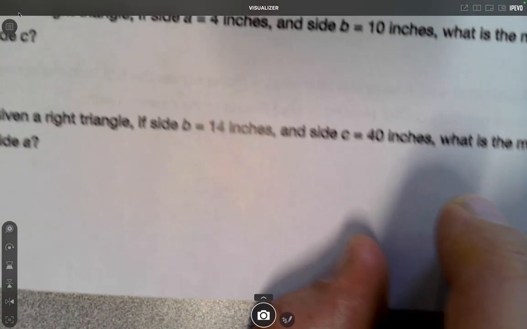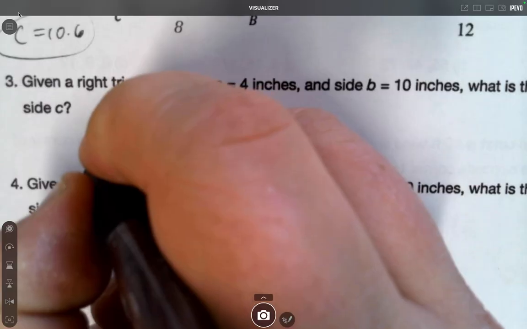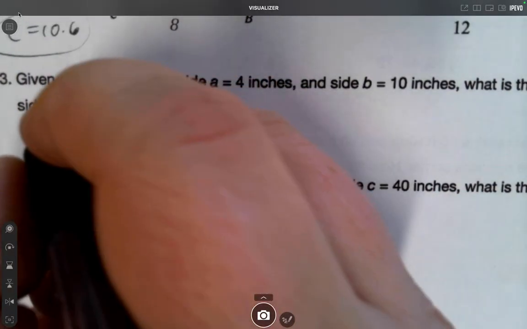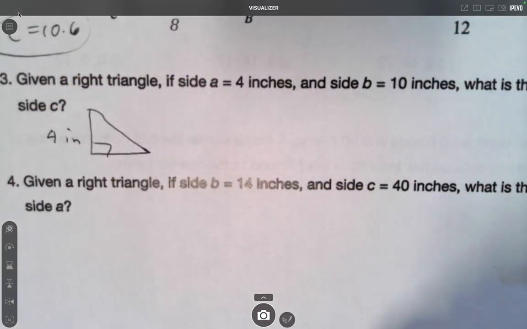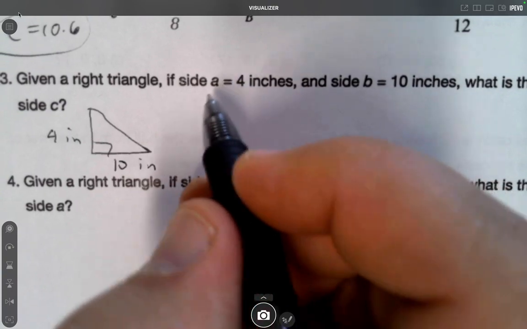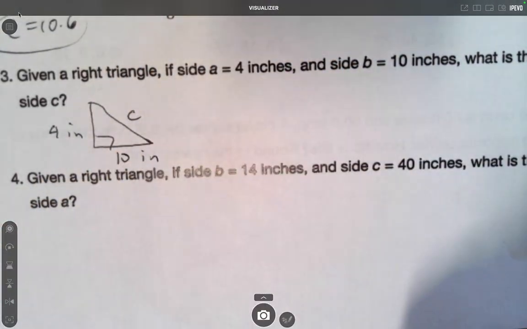Now there are times they may not give you a picture. If you want to draw a picture, you can. They say given a right triangle, if side A is 4 inches, side B is 10 inches, so those are the legs. I know that just because they're labeled as A and B. It says what is the measure of side C? And that has to be the hypotenuse.